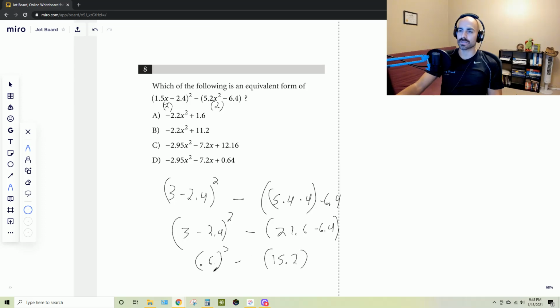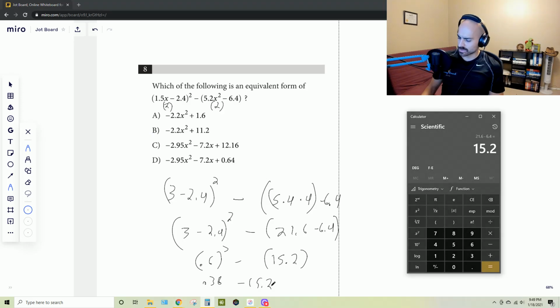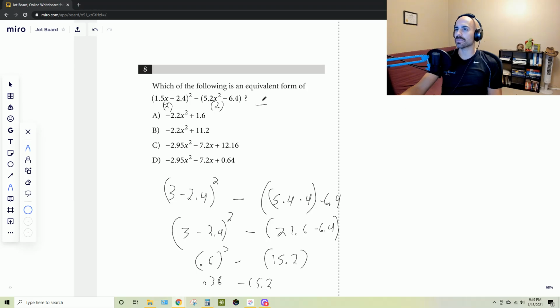And now we're subtracting 0.6 squared, which would be 0.36 minus 15.2. So what I'll do is we'll just start 0.36 minus 15.2, negative 14.84. So when I plug in for 2, I end up getting negative 14.84. And if we were to plug now 2 into each of these x's, when x equals 2, we need the outcome to turn into negative 14.84. And if you were to do that for each of these problems, you would see that C does do that for you.